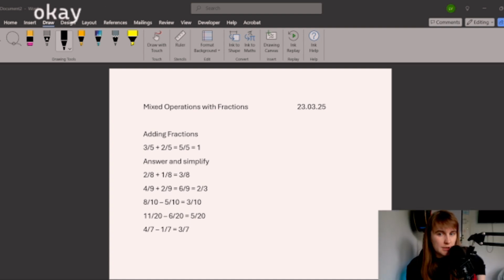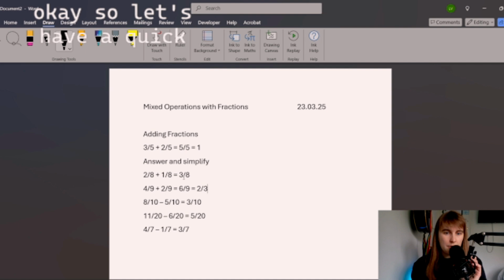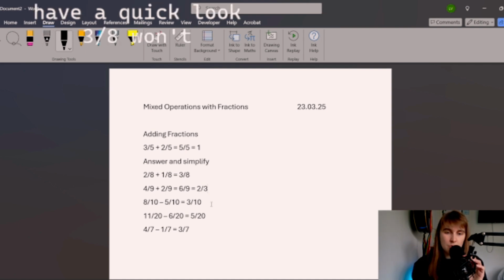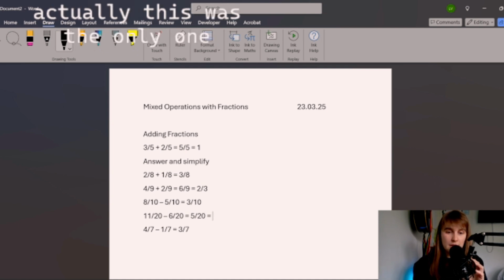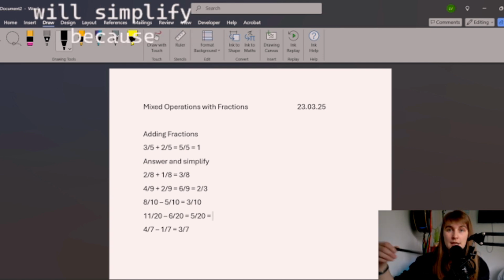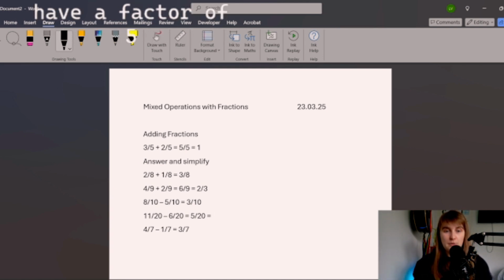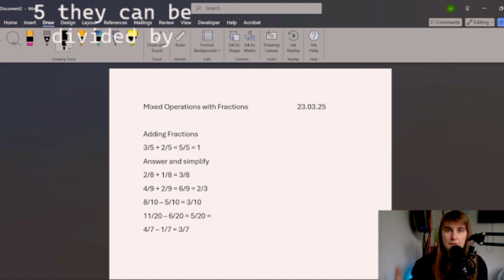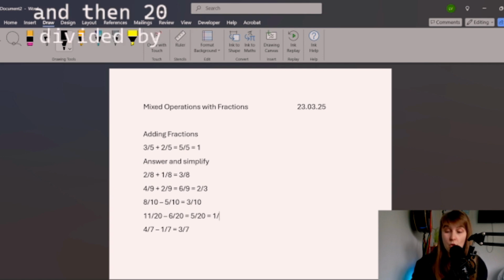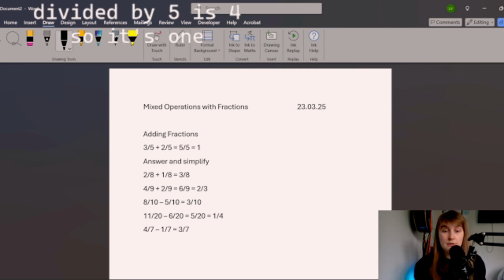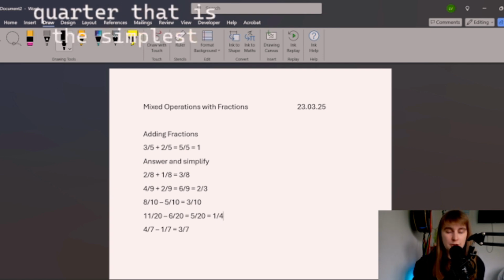Okay, so let's have a quick look. 3/8 won't simplify. That's as far as it will go. 3/10 won't either. Nor 3/7. So actually, this was the only one. There you go. So 5/20 will simplify because 5 and 20 have a factor of 5. They can be divided by 5. So 5 divided by 5 is 1. And then 20 divided by 5 is 4. So it's 1/4. And that is the simplest form of that fraction.